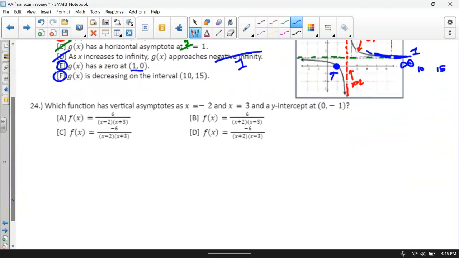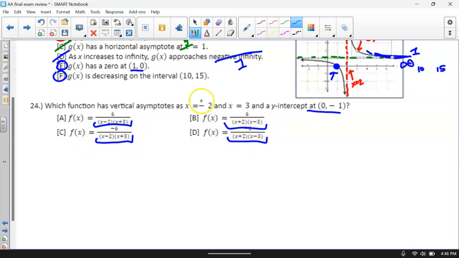Now, 24. Here, if you want help, option 1. We could graph this in Desmos to see which has the vertical asymptotes at -2 and 3, and the y-intercept at 0, -1. Or remember, the bottom always gives us our asymptotes.